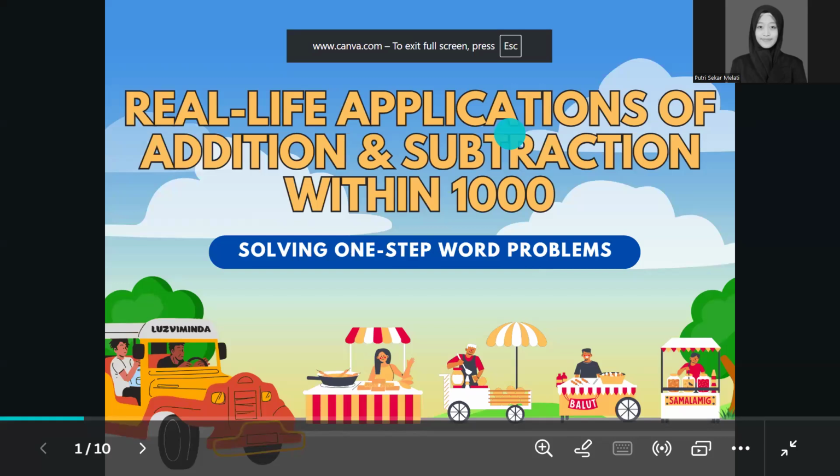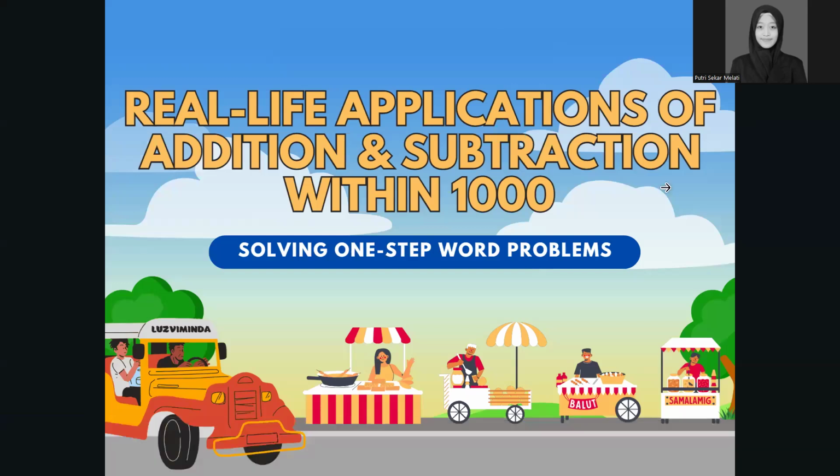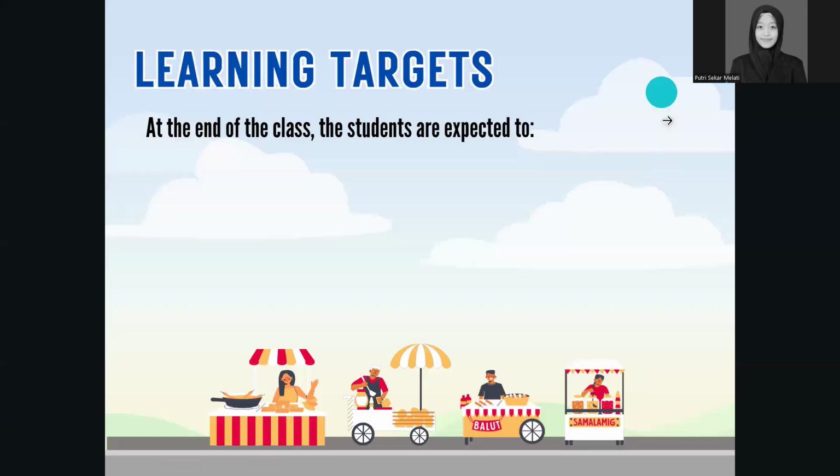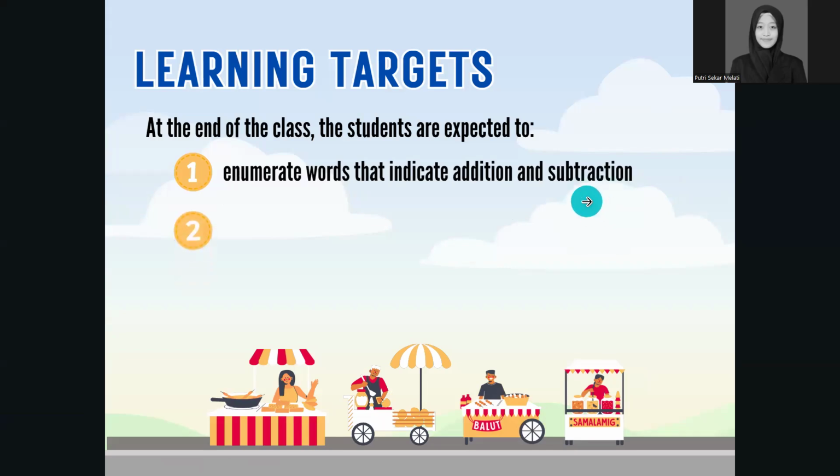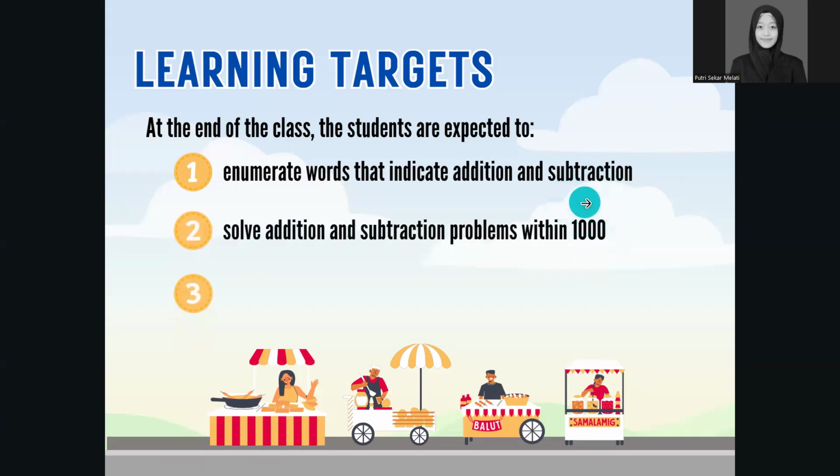I'm going to explain what we need to do in the exercise. Have you opened the file? This is the title of the file. It's basically the same. It's about real life applications of addition and subtraction, the word problems that you have to solve. By the end of the class, this is the target of our learning. Basically, we have learned this on Zoom.